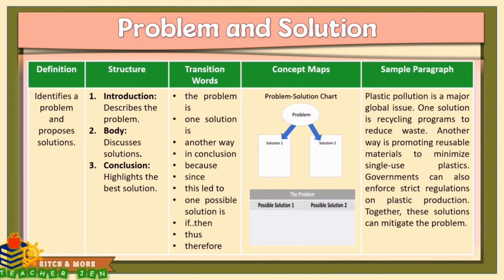Now let us have the sample paragraph. Plastic pollution is a major global issue. One solution is recycling programs to reduce waste. Another way is promoting reusable materials to minimize single-use plastics. Governments can also enforce strict regulations on plastic production. Together, these solutions can mitigate the problem. So this paragraph explains the problem of plastic pollution and suggests various ways we can address it, showing how we can all contribute to a cleaner planet.